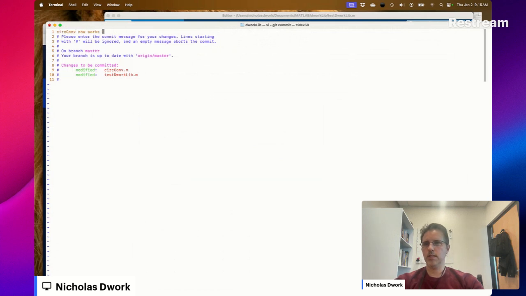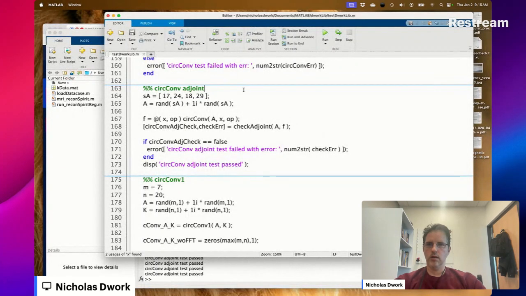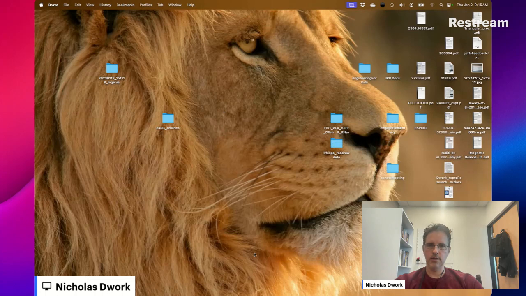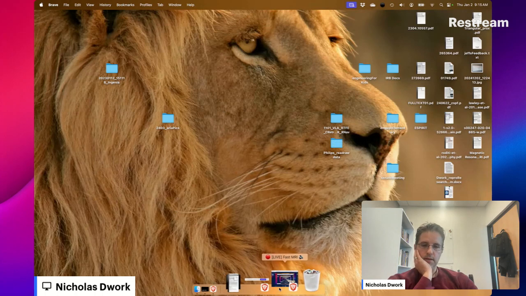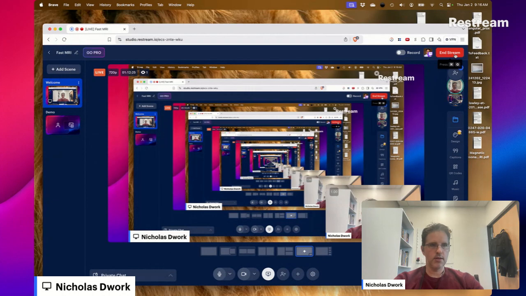Circ-conv and its adjoint now work, which means the next time we can go back to working on SPIRiT regularization. And we've got a fully functional circular convolution that has its adjoint operation. Good stuff. See you next time.